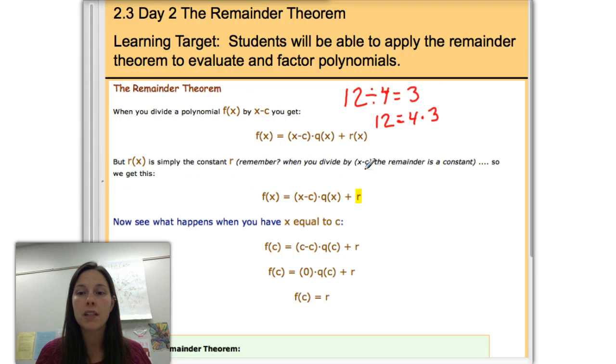So again, going back to my example up here, 12 divided by 4, I want to apply this to something that I know you understand. 12 divided by 4 is 3. There was no remainder, so that means 4 is a factor of 12. If I tried to divide 12 by 5, I would get 2 with a remainder of 2. That means 5 is not a factor of 12, something you already know.